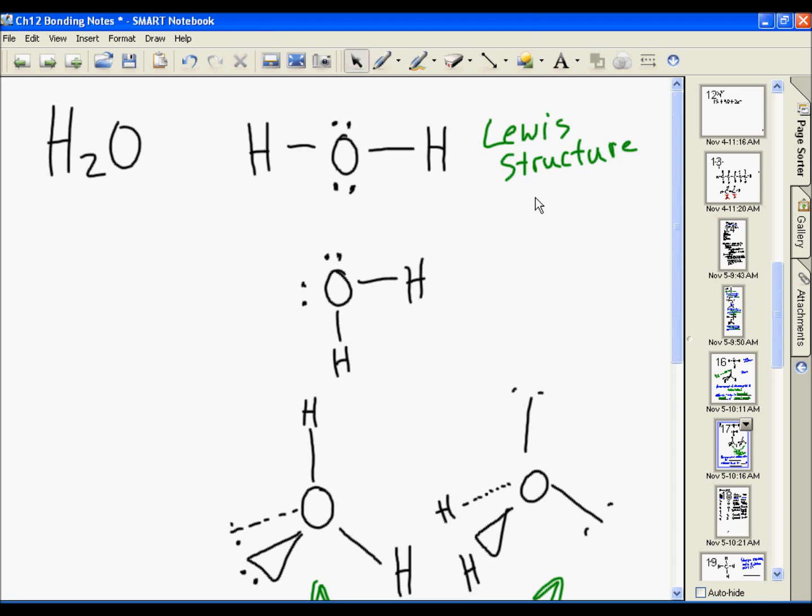But remember, the Lewis structure doesn't show shape, and it doesn't really matter where we put the bonds. In the second drawing here, we show the bonds at a right angle. And that's perfectly fine for a Lewis structure. The Lewis structure isn't showing shape, it's just showing what atoms are connected to what and where the electrons are.